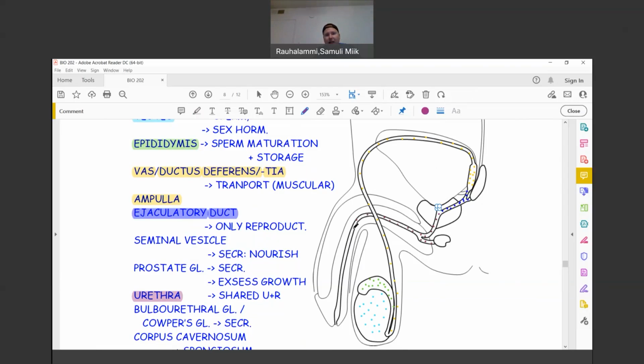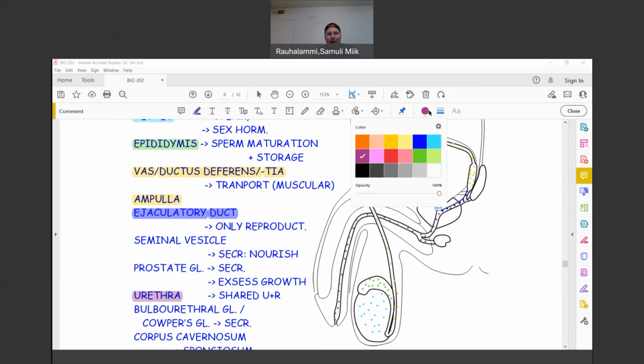For this reason, sometimes males get an urge after sexual intercourse to urinate, to kind of rinse off, clean this shared duct system. So that's the urethra that we've added to this diagram.